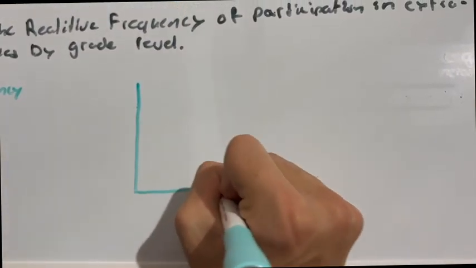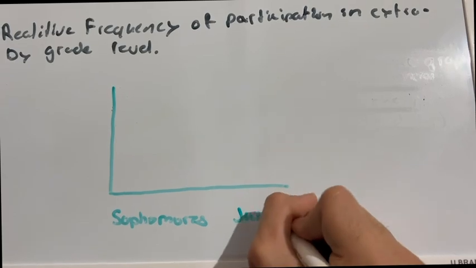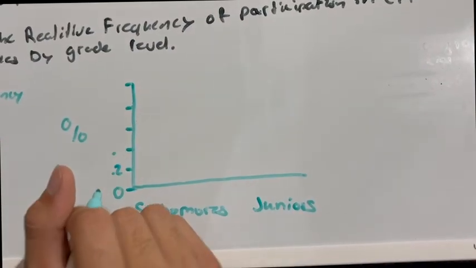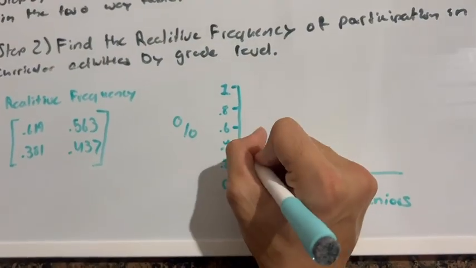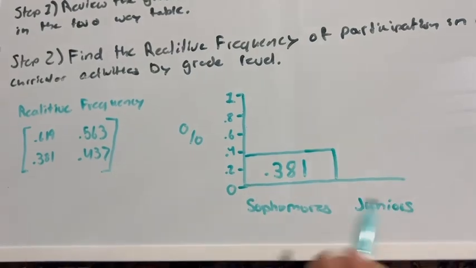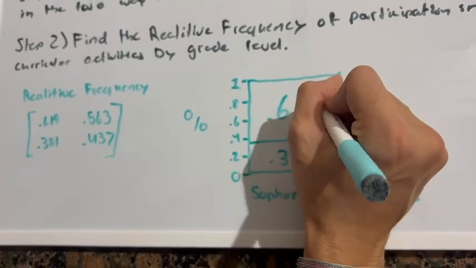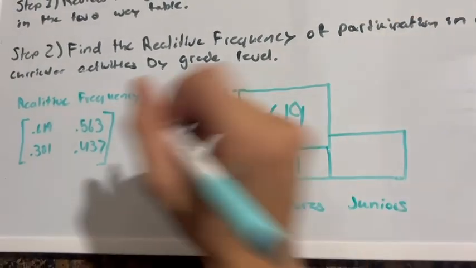Next, let's create our graph by making a 90-degree angle and labeling the x-axis with sophomores and juniors. Next, let's label the y-axis with percentage and make 6 lines going from 0 to 1, going up by 0.2. Now let's fill in our graph off of the relative frequency we calculated. Since we surveyed 84 sophomores and only 71 juniors, make sure the sophomores' data takes up a larger portion of the graph. Finish filling in your data and then we have a mosaic graph.